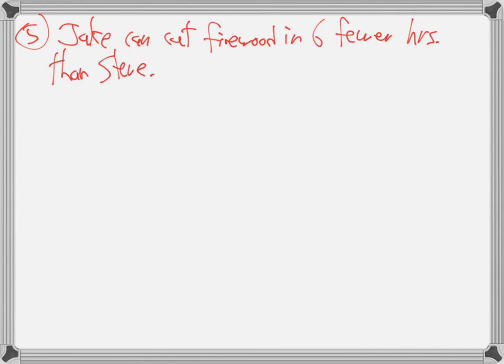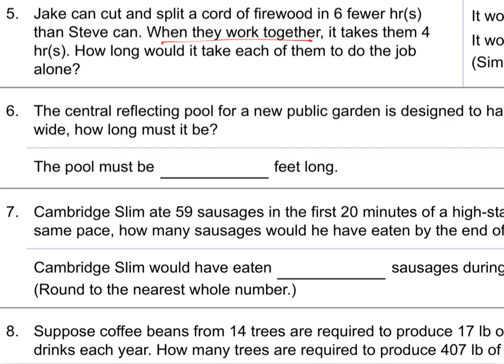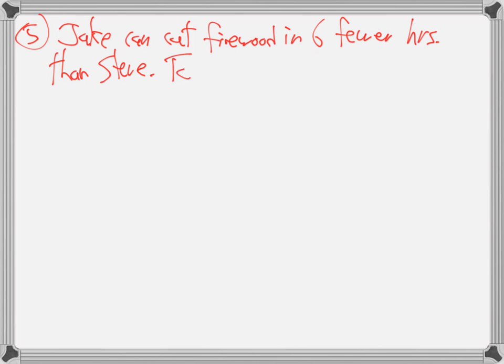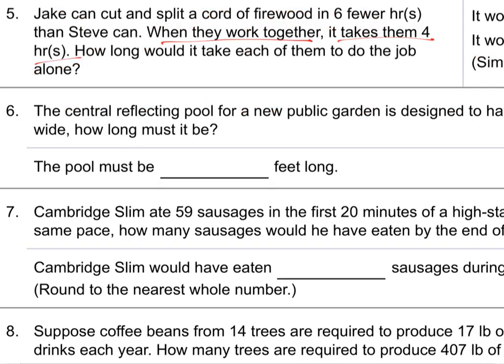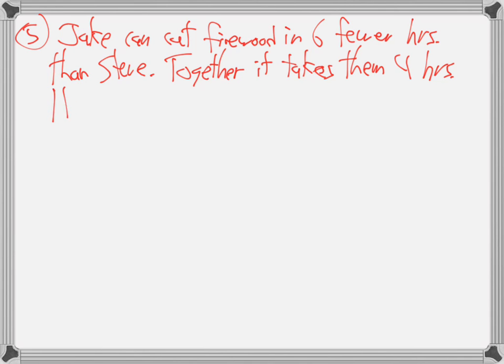Than Steve. So Jake can do it faster, right? Jake can do it in 6 fewer hours than Steve. Together, 4 hours. So if they work together, both Steve and Jake, it takes them 4 hours. Right? Doing it alone, Jake can do it in 6 fewer hours than Steve can alone. Together, it takes them 4 hours. How long for each alone?